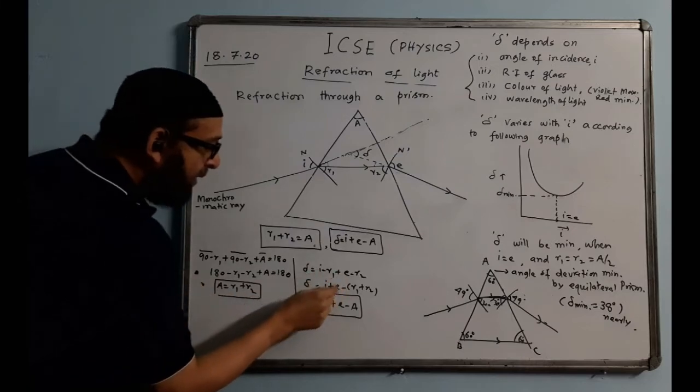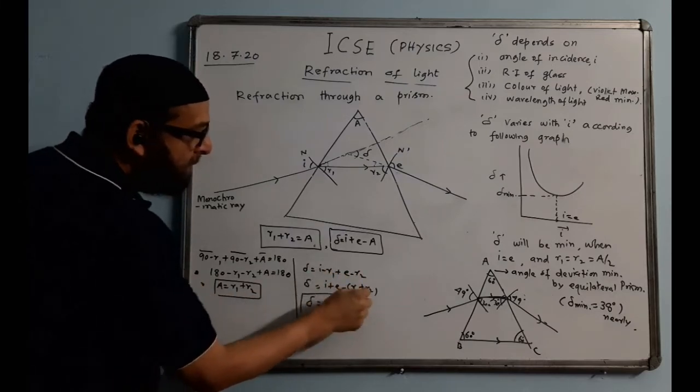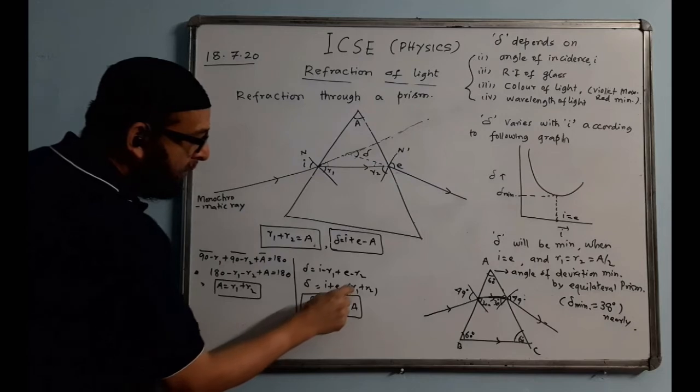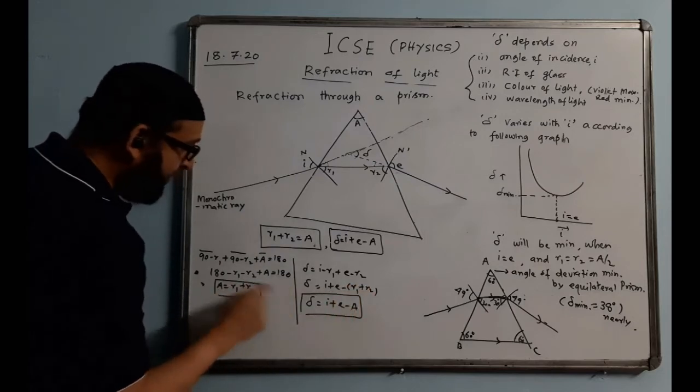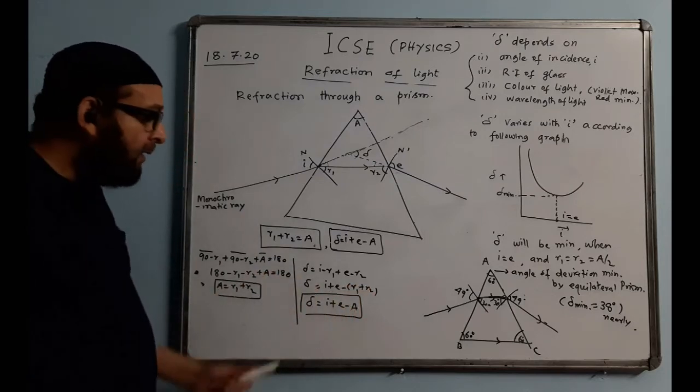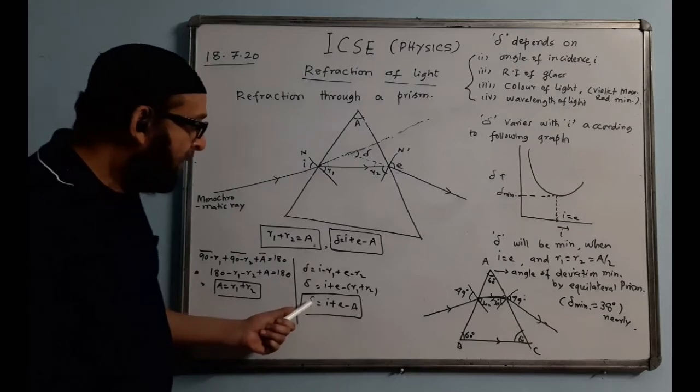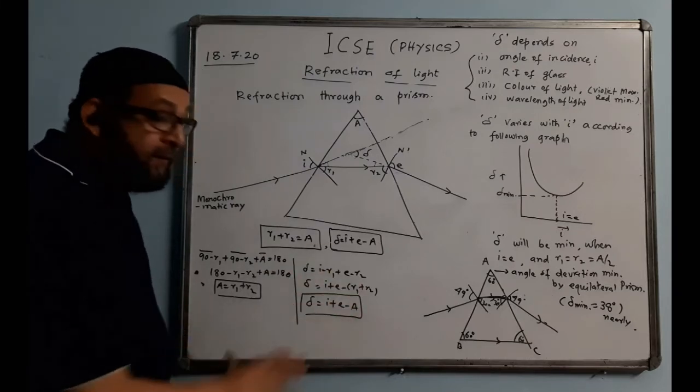Now I plus E put together, minus the common terms, you get I plus E minus R1 plus R2, and R1 plus R2 makes A, so I will put that there. So angle of deviation has this formula: delta is equal to I plus E minus A. Though the proving will not come.